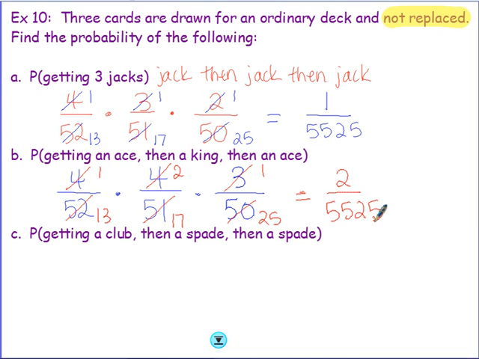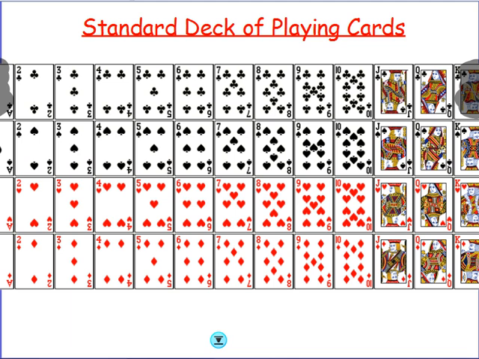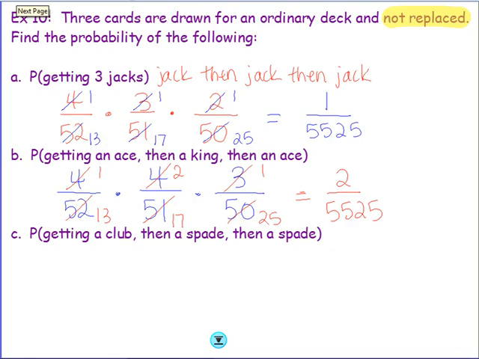Remember, if you've been crossing off your deck like I have, your deck is back to normal. So now you are trying to find a club, then a spade, then a spade. So go ahead and pause the video and try this one. When you start it back up, you'll see the answer. Alrighty, so let's see how you did.